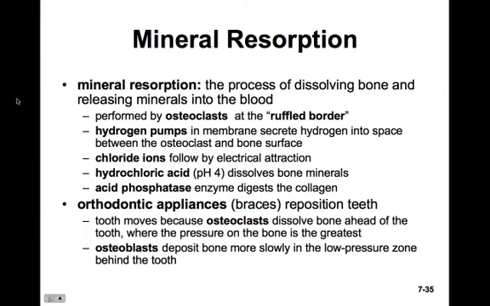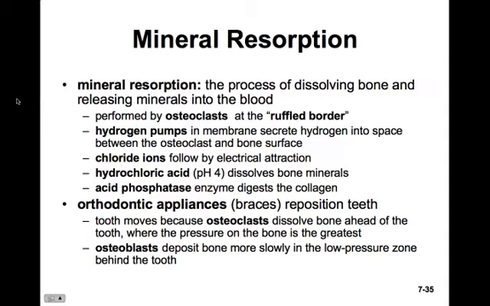So while osteoblasts are depositing minerals in the bone, osteoclasts break down bone tissue, and thus they're involved in mineral resorption. Now, keep in mind, it's not reabsorption, it's resorption into the blood. So this is the process of dissolving bone and releasing the minerals into the blood. The opposite of deposition, where we're taking minerals from the blood and depositing them in the bone.